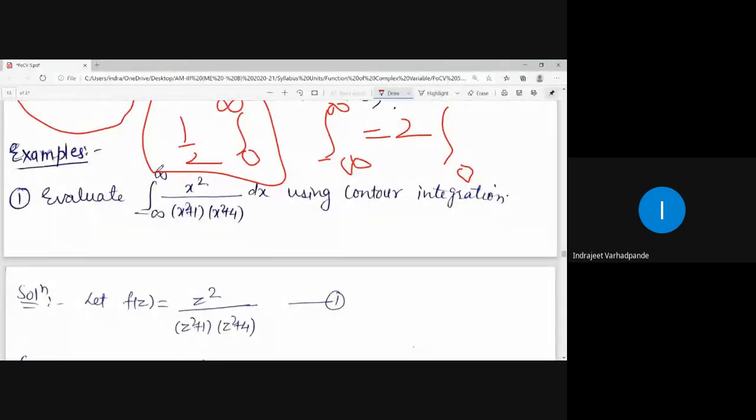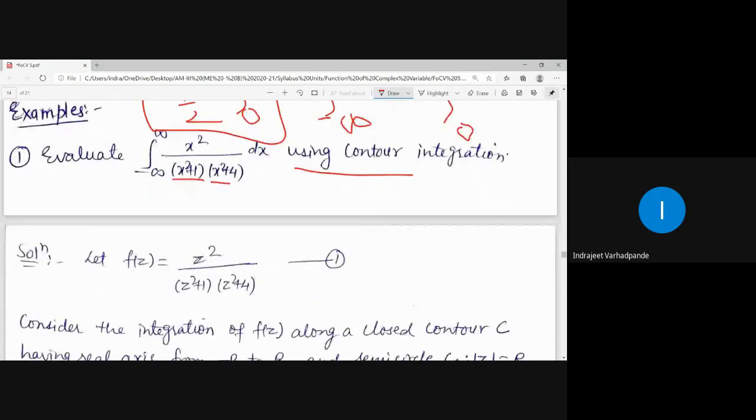Evaluate the integral from minus infinity to infinity of x square upon x square plus 1 into x square plus 4 dx using contour integration. Let f of z is equal to z square upon z square plus 1 into z square plus 4. Whatever is the given question, we try to convert it in the form of z. Take the assumption as f of z is equal to z square upon z square plus 1 into z square plus 4. Call it equation number 1.